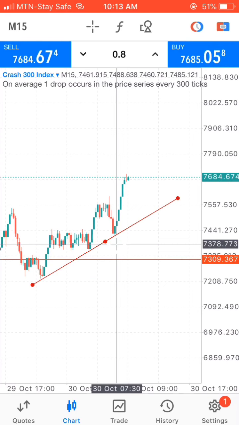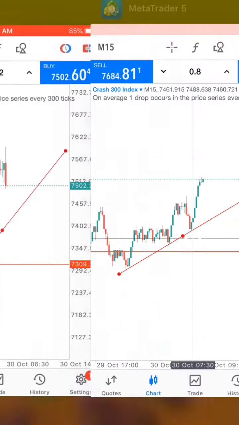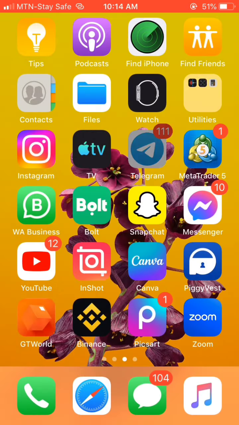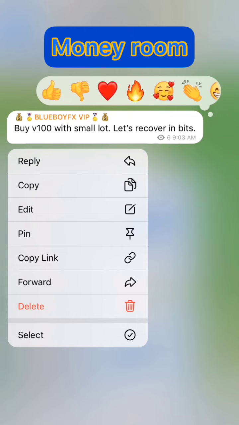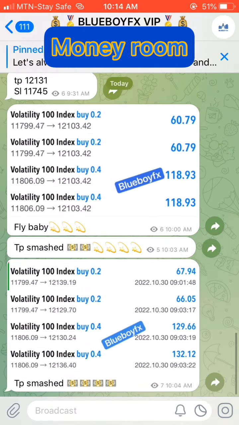Of course, on my VIP today, I've given a trade of which we hit TP. So this is the trade. Today is Sunday, and I gave them the buy VIX 100. And guys, as you can see, we were able to hit our TP. Of course, our TP was 12131, and here it is. We were able to smash our TP.